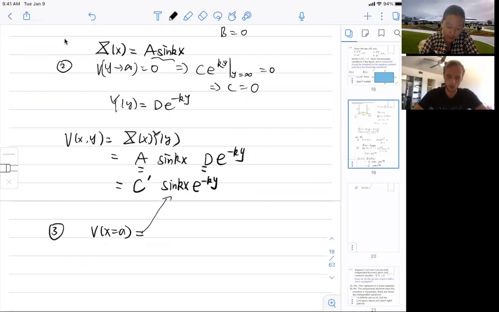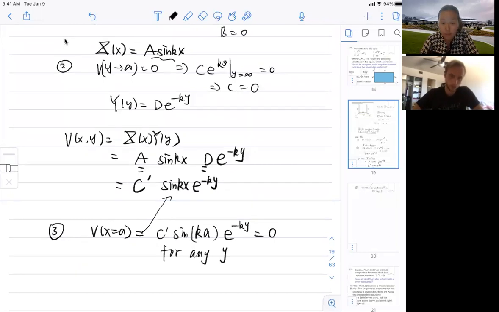It looks like c prime sine ka e to the negative ky is 0 for any y, right? For any y. So now at this point, this can be 0. You need these to be 0. So what can we do? Can we set c prime equal to 0? Can we do that?